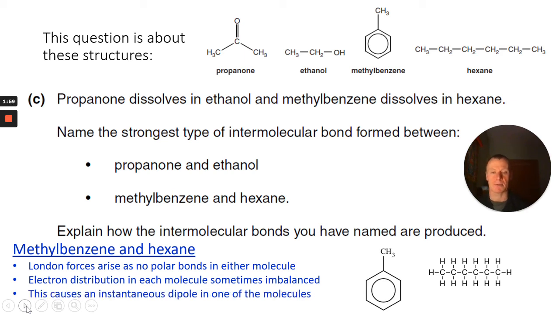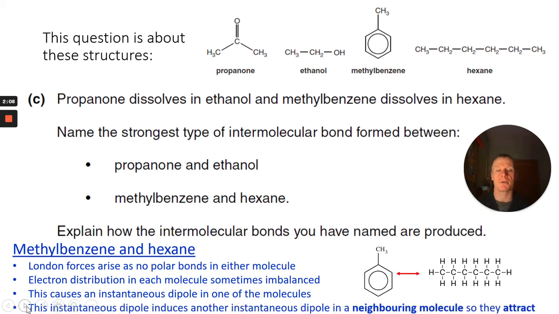So the imbalance of electron distribution in a molecule can cause what's called an instantaneous dipole to form in that molecule. That can then induce another instantaneous dipole in a neighbouring molecule, so they attract to one another. And in doing so, this explains how the London force arises.